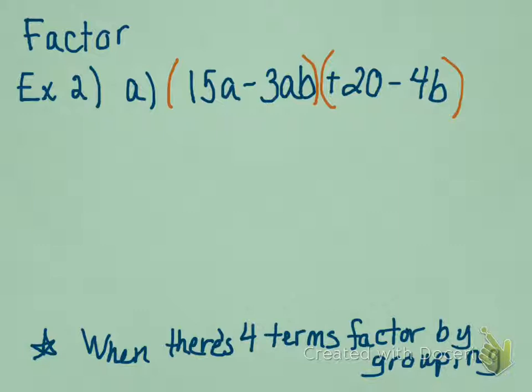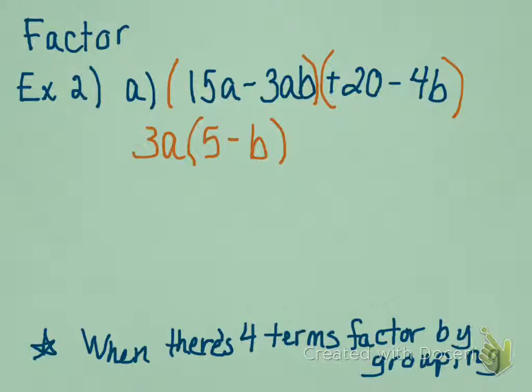So you're going to look at your first 2 terms. You have 15a minus 3ab. So you're going to pull out the GCF of those 2 terms. So the biggest number that goes into 15 and 3 is 3. And then the only letter they have in common is A. So then if you take 15 divided by 3, you have 5 left, and A divided by A is 1, so it's just 5. Then you have minus 3 divided by 3 is 1, A divided by A is 1, and then you have your B left over.